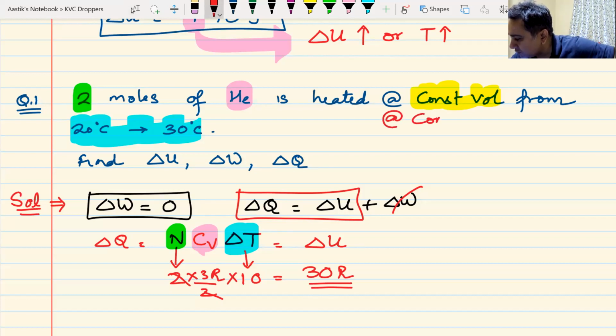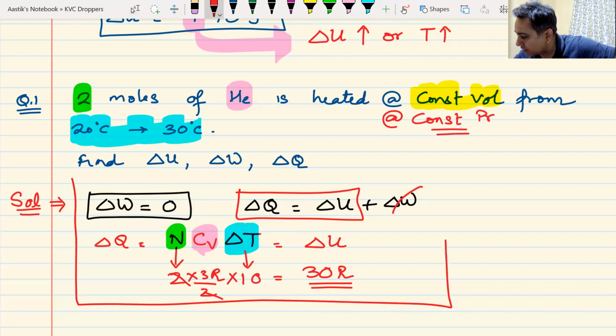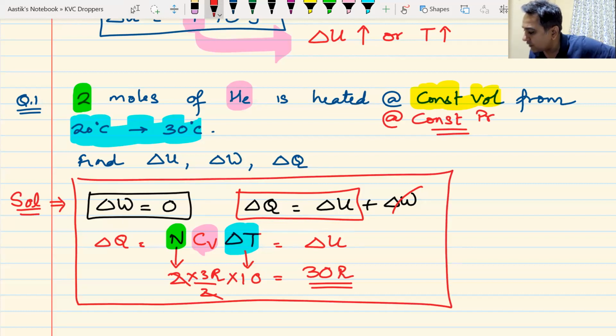The first question was done at constant volume. This is the solution of the constant volume. It has got nothing to do here. Now you have to solve the same question at constant pressure. Do we understand this?